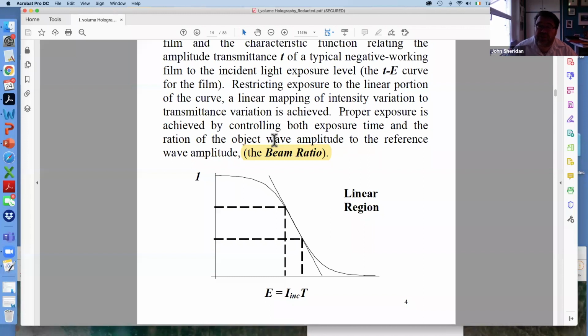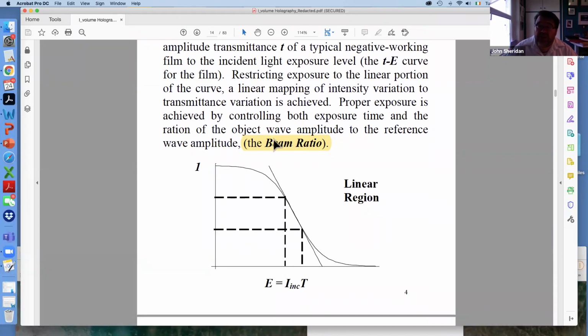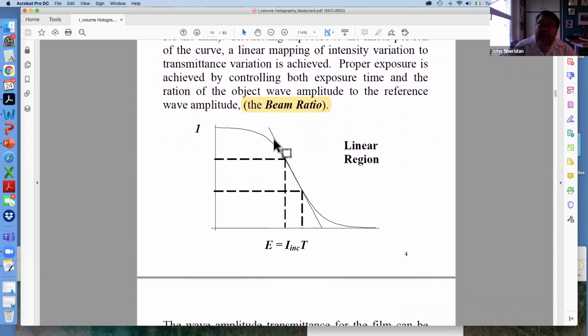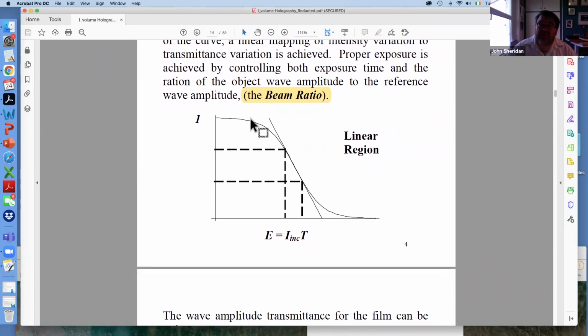Proper exposure is achieved by controlling both the exposure time, or the dose, so we talk about an exposure dose, and the ratio of the object beam amplitude to the reference. So this should be ratio.